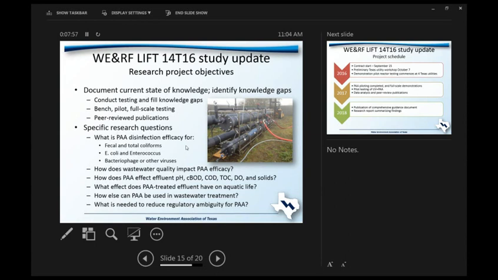We're documenting the effects of PAA on aquatic life. Carl touched on WET testing results. We're also compiling all of the WET testing results from our partner utilities and looking at other ways that PAA can be used in wastewater treatment, such as potentially upstream of filters for filter control. And finally, the research project is looking at decreasing the regulatory ambiguity for PAA, particularly around the residual requirement and monitoring and the testing method that can be used.